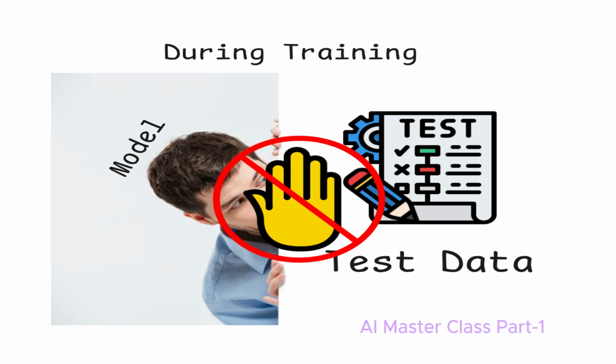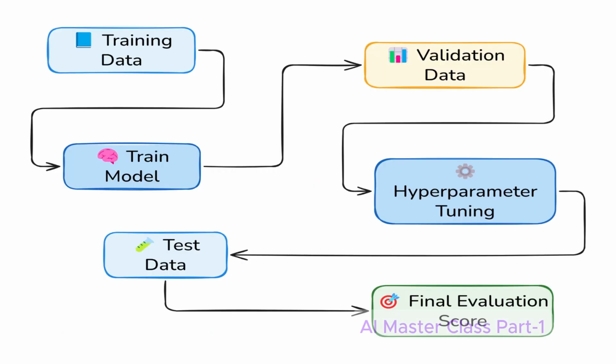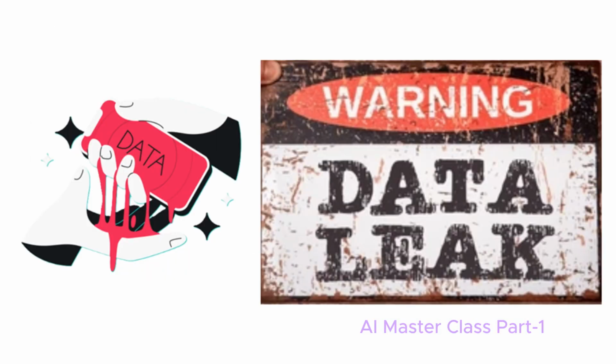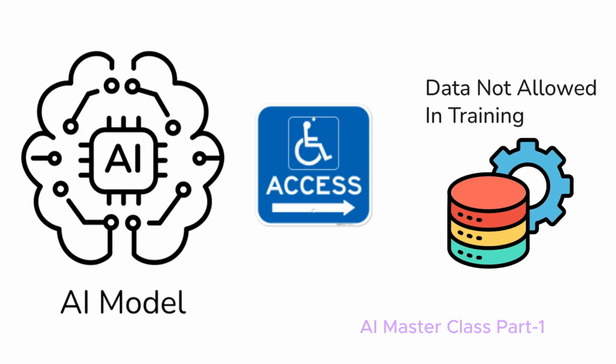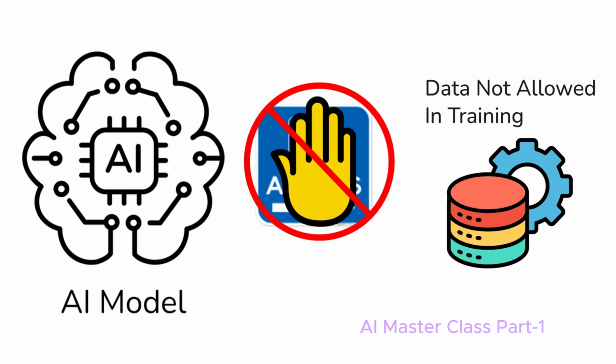So, if we connect all of these things together, the flow may look like this. We train the model using training data, then we tune and improve it using validation data, and finally, we evaluate the model using test data. This may look very simple on paper, but here is where things get tricky in real projects. And one of the most dangerous mistakes is data leakage. Data leakage happens when your model gets access to information that it should not have during training, especially information from the test dataset.